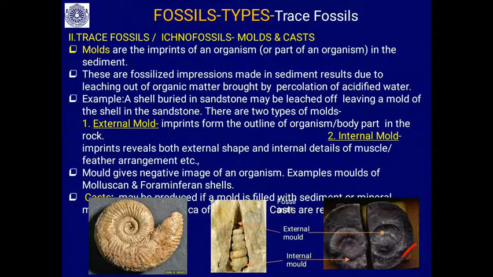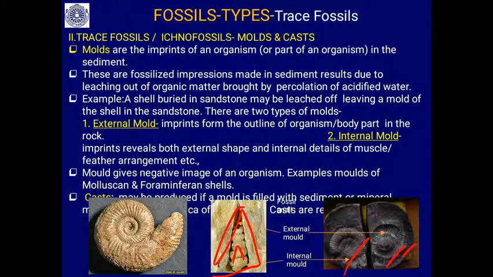External molds are imprints of the outline of the organism. This is the external mold. Then the internal mold, the imprint, reveals the external shape and internal details of the muscles, feathers and others, skeleton and all. So, this is the internal mold. Here you can see this is the external mold, this is the internal mold. Then the molds give a negative image of an organism.